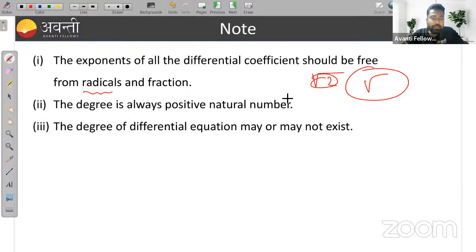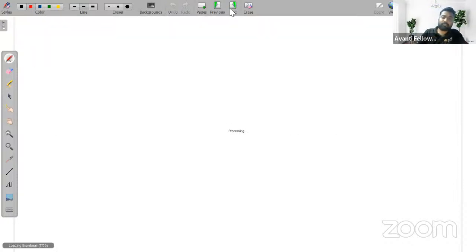And the second thing is that the degree must always be a positive natural number. The third thing is that the degree of a differential equation may or may not exist. In some cases, the degree of a differential equation may not exist, if there are radicals also.